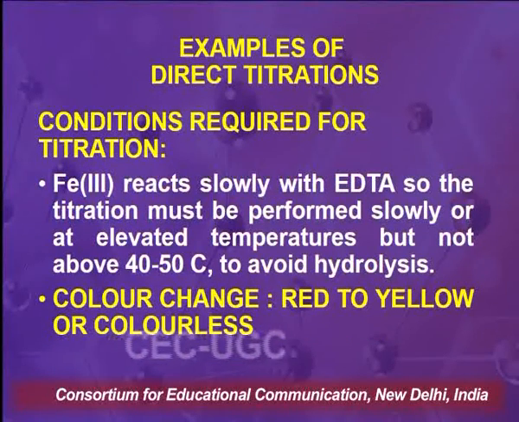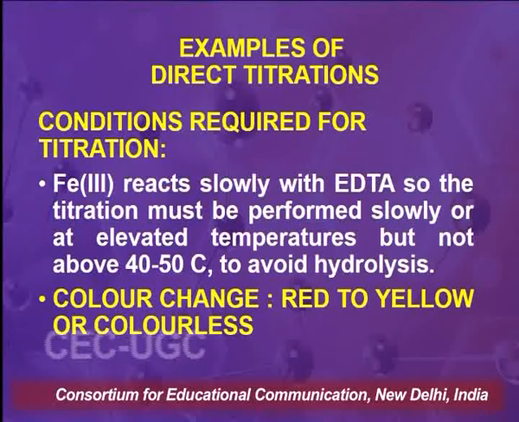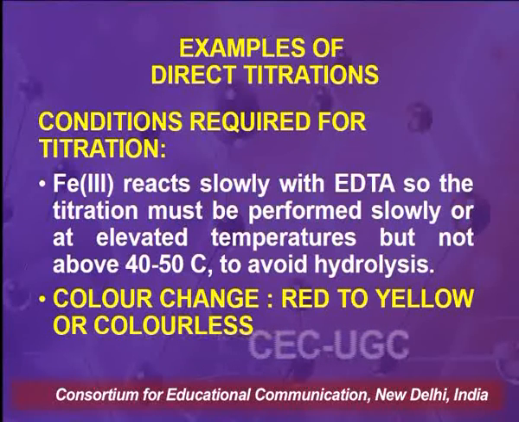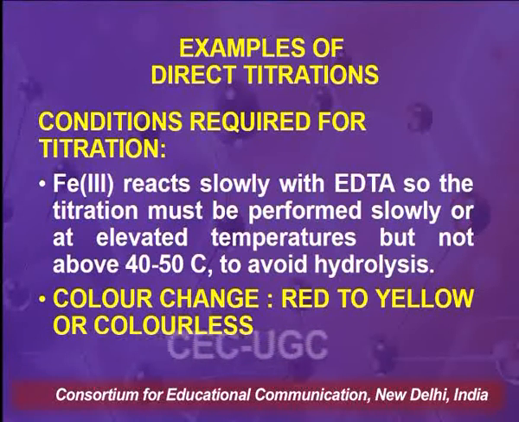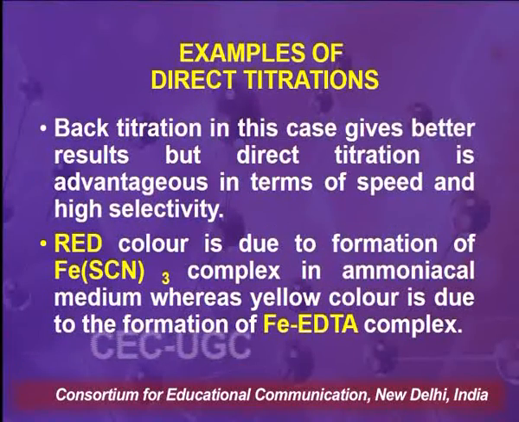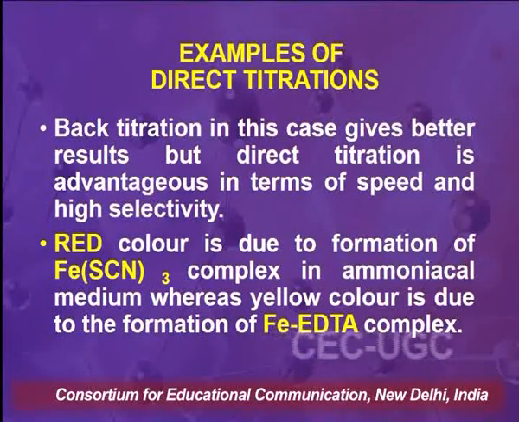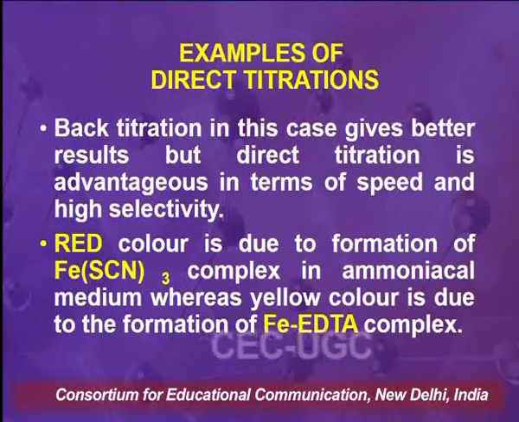The conditions which are required for the titration of iron 3 with EDTA: iron 3 reacts slowly with EDTA, so the titration must be performed slowly or at elevated temperatures, but not above 40 to 50 degrees C, to avoid hydrolysis. The color change on this titration is from red to yellow or colorless towards the end point. Back titration, in the previous case which we have just discussed, gives better results, but direct titration is advantageous in terms of speed and higher selectivity.